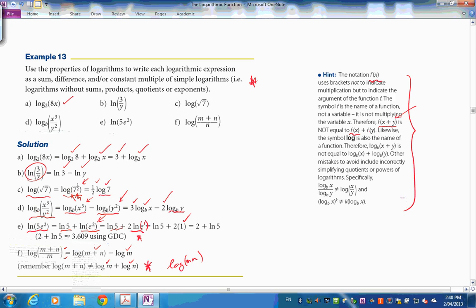So it's not going to equal f times x plus f times y. It's not that sort of thing at all. We saw that before. Log is not timesing in here. You can't separate them. It's a symbol for a function like f is. So here, it isn't equal to the log of x plus the log of y.